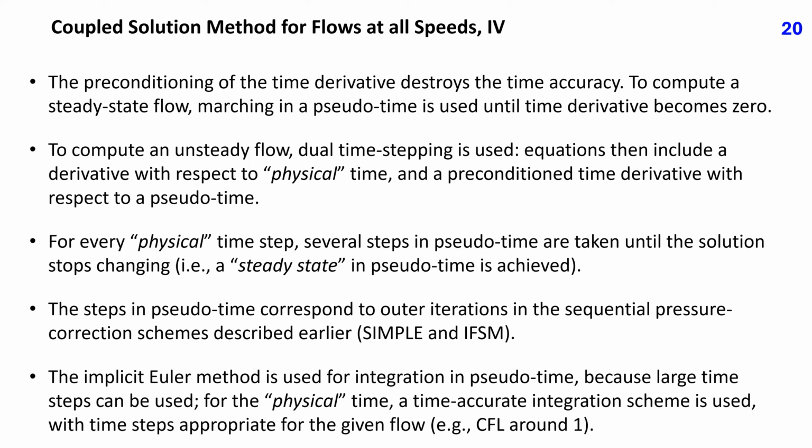The steps in pseudo-time correspond to outer iterations in the sequential, also called segregated, pressure correction schemes described earlier, SIMPLE and PISO. The implicit Euler method is used for integration in pseudo-time because large time steps can be used, and the aim is to obtain a steady-state solution, so temporal accuracy in pseudo-time is irrelevant. For the physical time, a time-accurate integration scheme is used with time steps appropriate for the given flow, for example, leading to a physical CFL around 1.